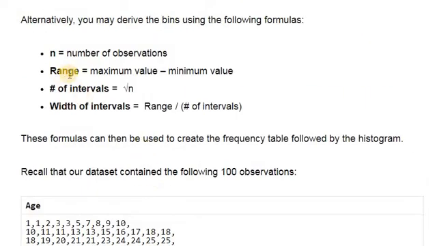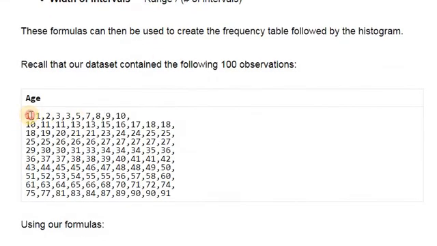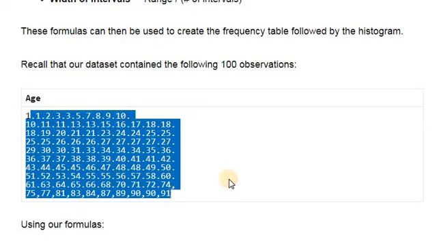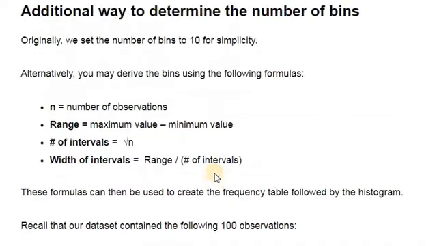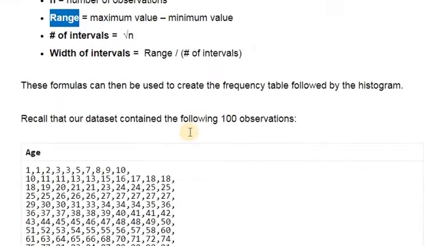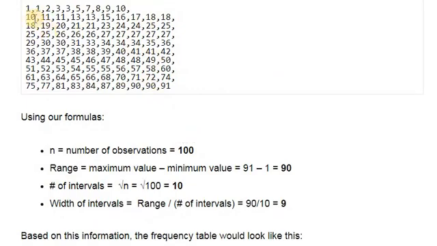So for that, what are the things that we need? n means the number of observations, the number of values that we have to store in the list or dataset. From that we find the range. What is the formula for the range? Maximum value minus minimum value. The data starts from 1 and ends at 91. So range is equal to maximum value minus minimum value, which is 91 minus 1, so my range is 90.